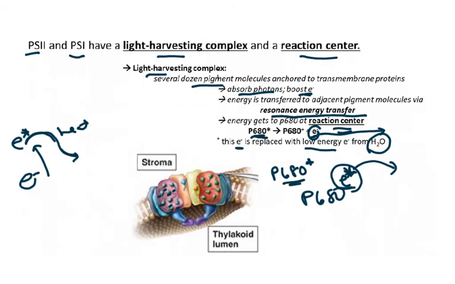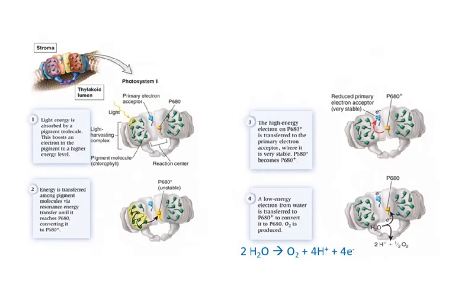It's just going to grab it off a water molecule. Let's look at how that happens. So here is the same thing. This is PS2, that photosystem. Here are all of its chlorophylls all around. They're getting excited, and they're doing this resonance energy transfer. So these guys, they're not passing electrons. They're passing the energy. And they keep passing the energy until it gets to P680.